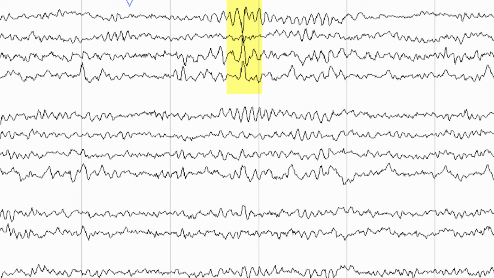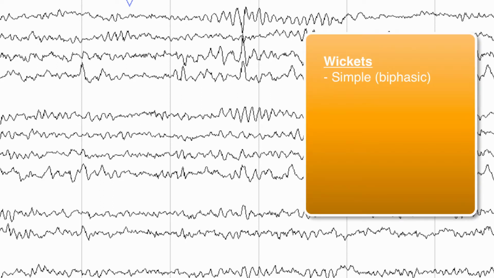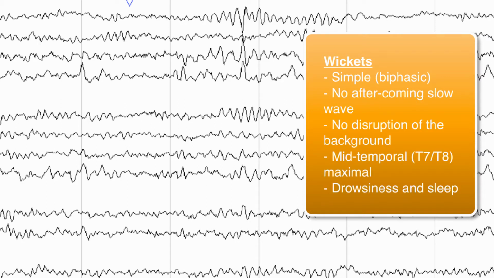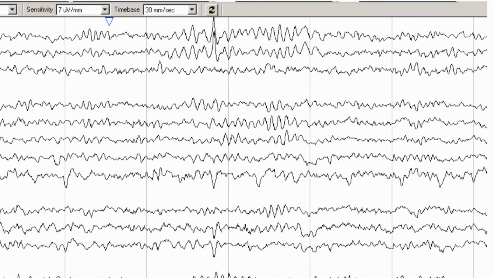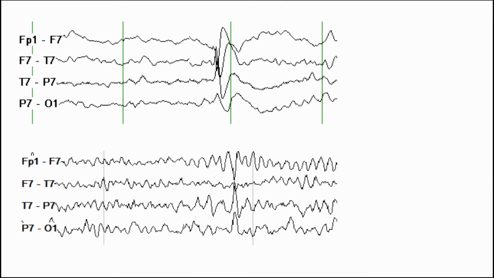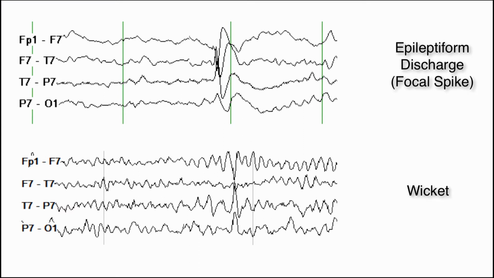Here, in the left temporal region, is a single wicket spike standing out from a run of alpha range rhythmic activity. Once again, we can distinguish this from an epileptiform discharge by the fact that it has a simple biphasic morphology, there is no aftercoming slow wave, it does not disrupt the background, and it is maximal in the mid-temporal region during sleep, which is the common place and time to see wicket spikes. If we switch to average reference montage once again, we can see the very simple biphasic morphology of this particular wicket.